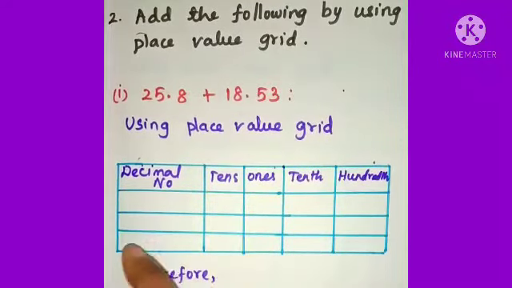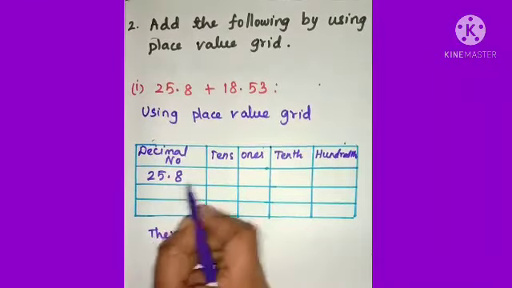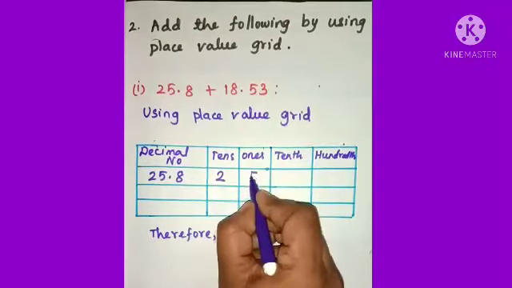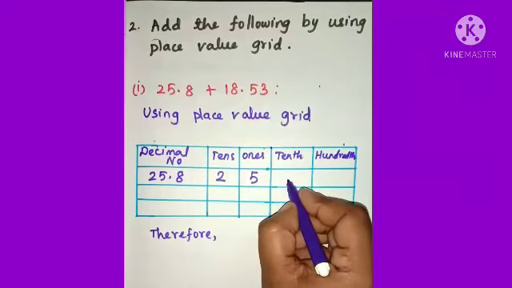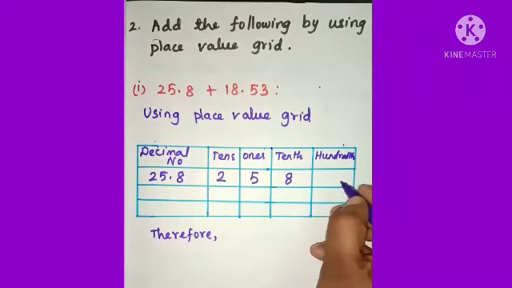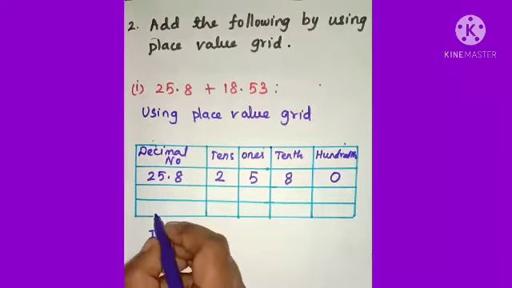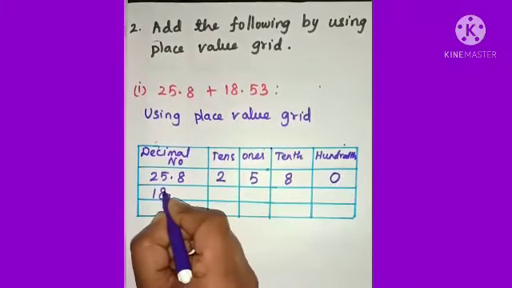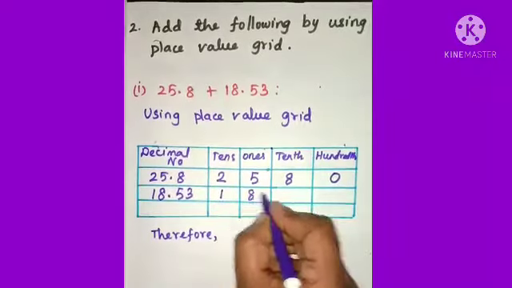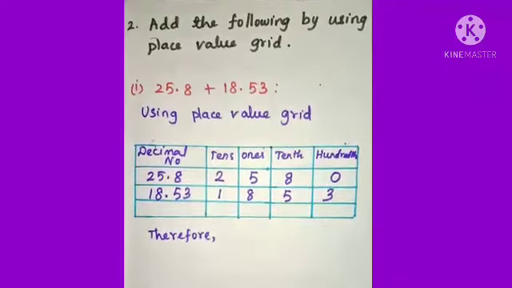Now write down the decimal numbers. The first decimal number is 25.8. In the tens place 2 is there, 5 is in the ones place, and in the tenths place 8 is there. Here there is no digit in the hundredths place, so we can put 0. The second decimal number is 18.53, and we fill in 1853.